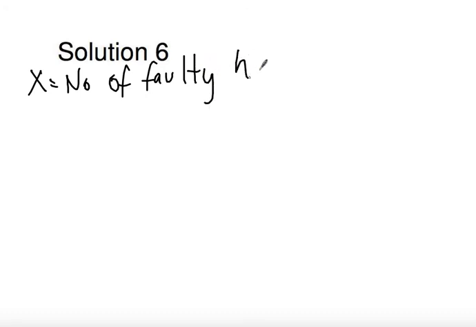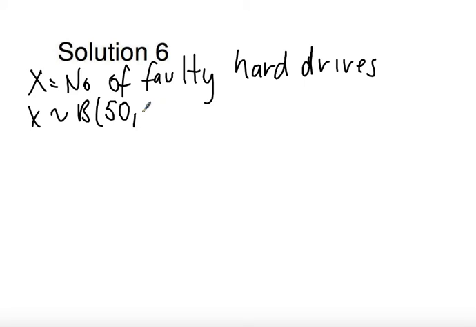So it's important to identify what it is that your random variable represents. This is really important. It's distributed binomially. We are doing a sample of 50, and the probability of a hard drive being faulty is 5% or 0.05.